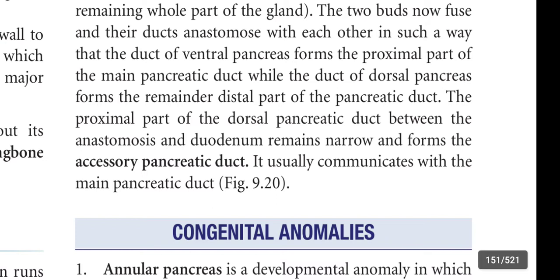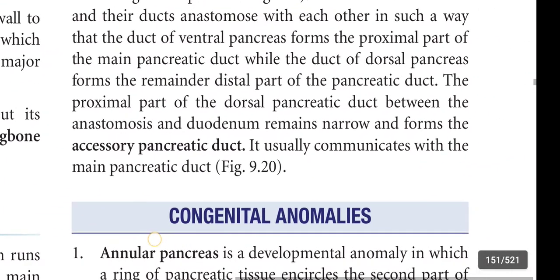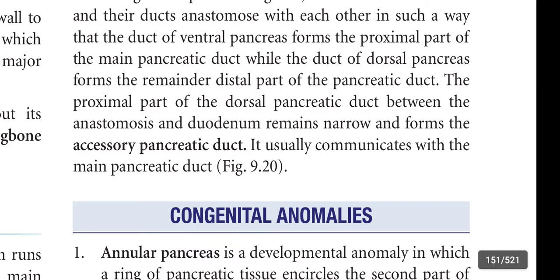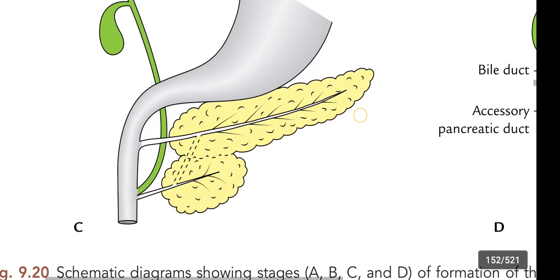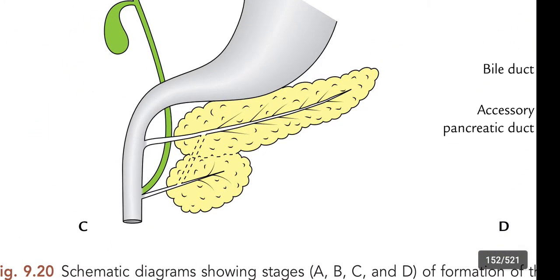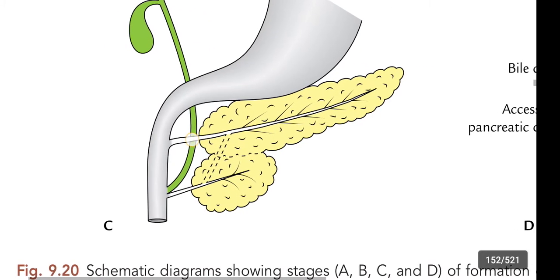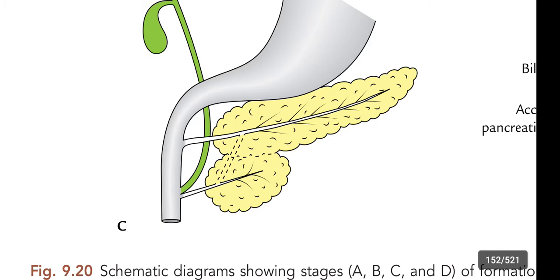The proximal part of the dorsal pancreatic duct between the anastomosis and duodenum remains narrow and forms the accessory pancreatic duct. This usually communicates with the main pancreatic duct. Between the anastomosis and duodenum, this is the part which remained not involved in the formation of the main pancreatic duct.